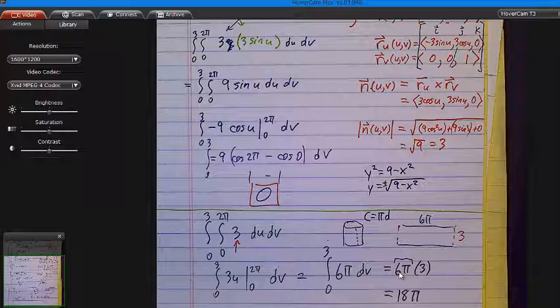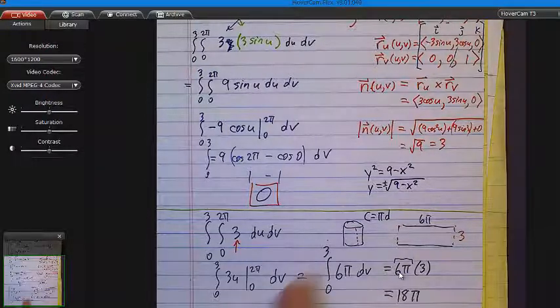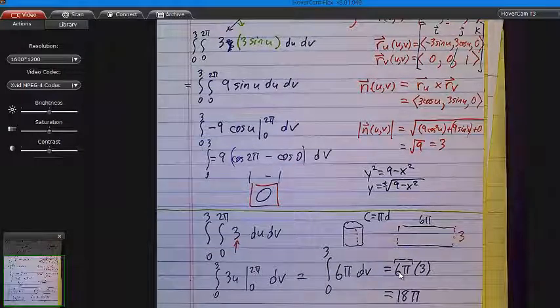A surface area integral is just the most basic form of a surface integral, but then you can have other kinds. Okay?